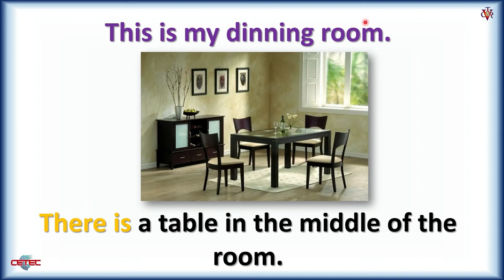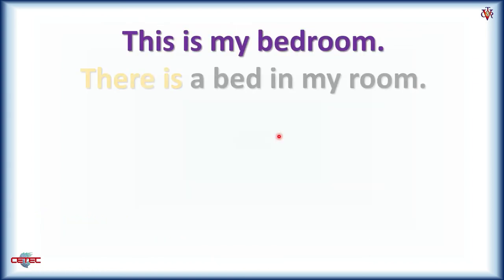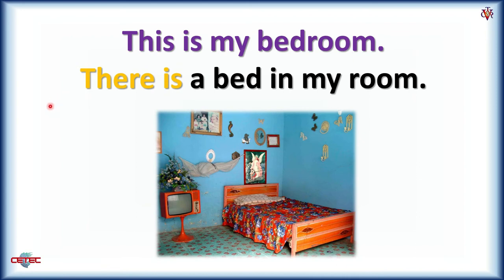This is my dining room. There is a table in the middle of the room. Here, in the sentence, only a table is mentioned, so it's only one. This is my bedroom. There is my bed in my room. Here, it's only one bed, so the word is refers to one. There is a bed. So mention only one thing or item or animal.